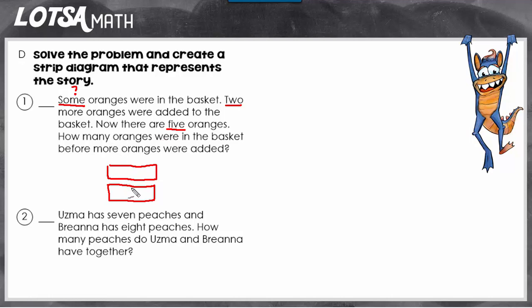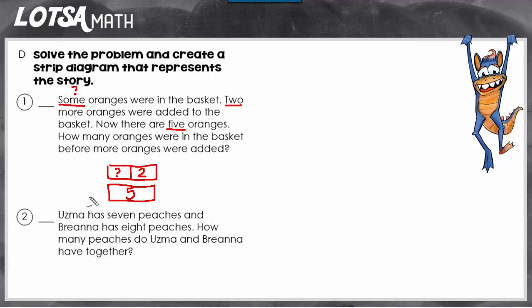So the whole would be 5 because at the end of the story there are 5. The 2 parts are going to represent how many were in there originally and how many were added. We know how many were added too. The question in the end is asking us how many oranges were in the basket before more oranges were added. So this is the original amount of oranges in the basket that we're trying to figure out.